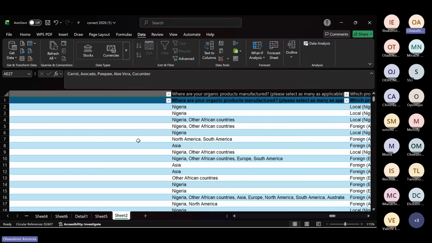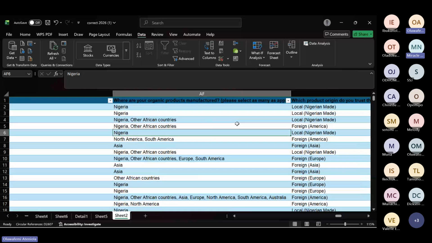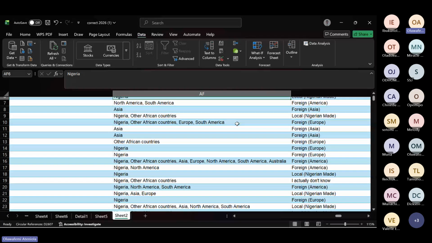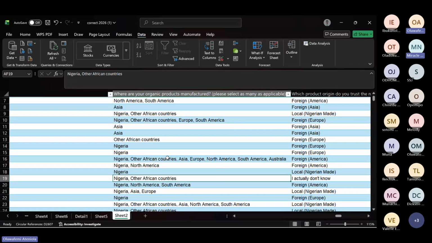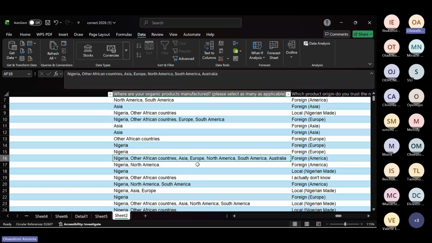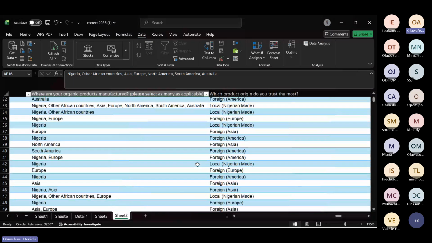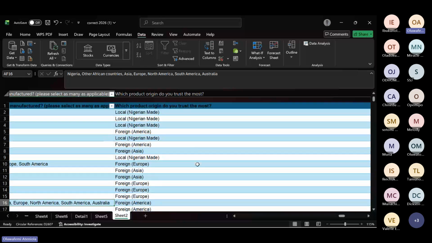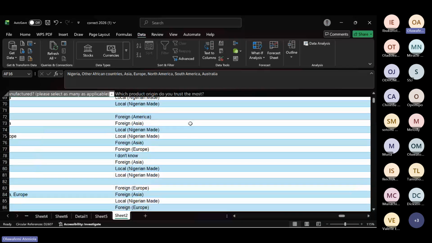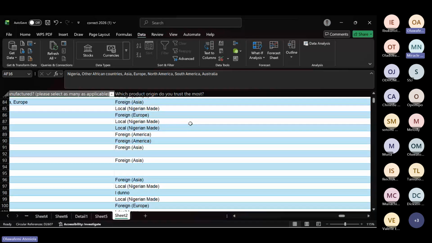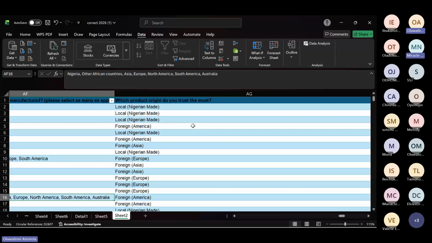What are the organic products? Where are your organic products manufactured? I think this one too is multi-choice. You can see somebody answering. I think this person picked all of the options you've added there. So you separate all of them. And for this one, just leave this one. I think this is not multi-choice. So this is clean, undecided.